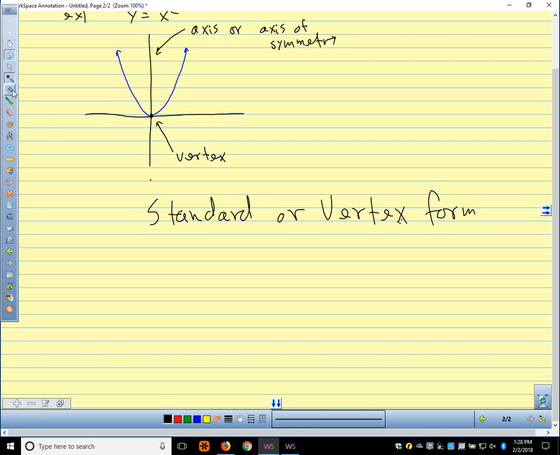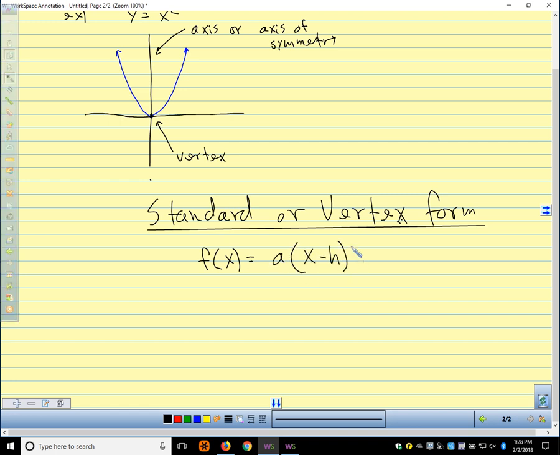But our book always calls it standard form. Standard form or vertex form of a parabola is f of x equals a times x minus h squared plus k. The vertex is at the point (h, k). So we call it vertex form because we can pick out the vertex easily.